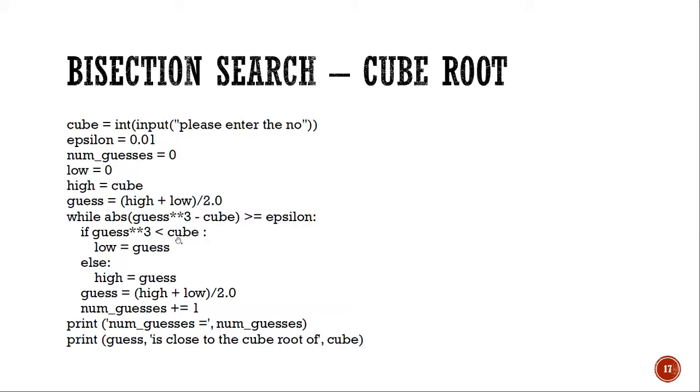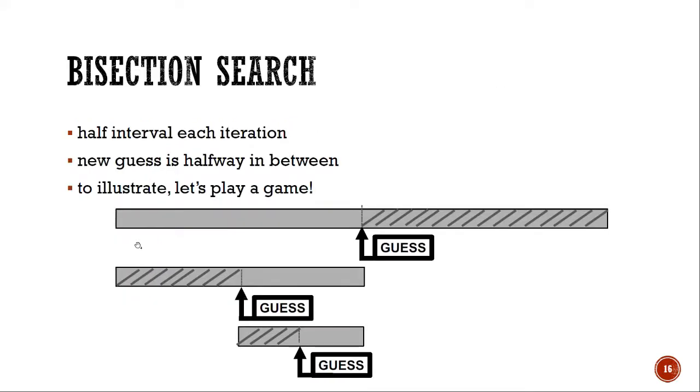If the guess cubed is less than the cube, then we move the lower end of the search interval to the midpoint, which is at guess. Otherwise, we specify that we move the higher end of the search space to that value of guess, and then we recalculate the midpoint of the new interval. So the idea is, in every iteration, we reduce the search space by half and redefine the guess value to be the midpoint of the new interval.